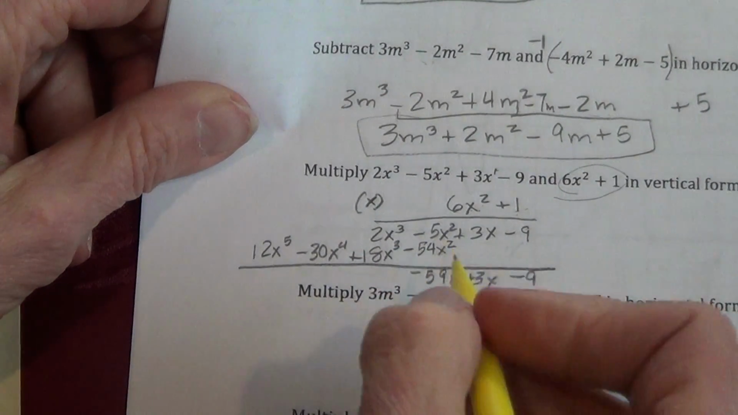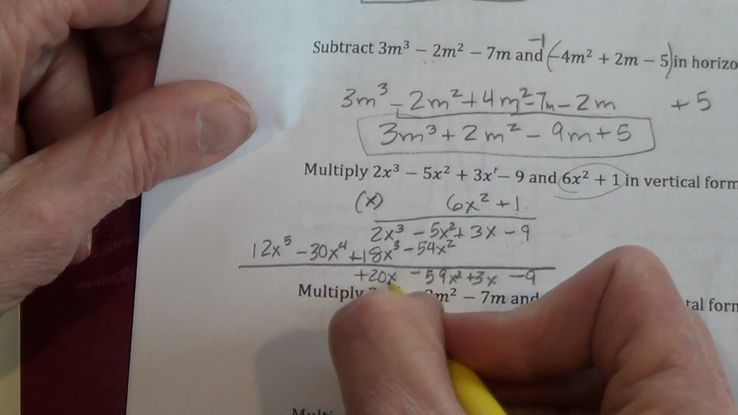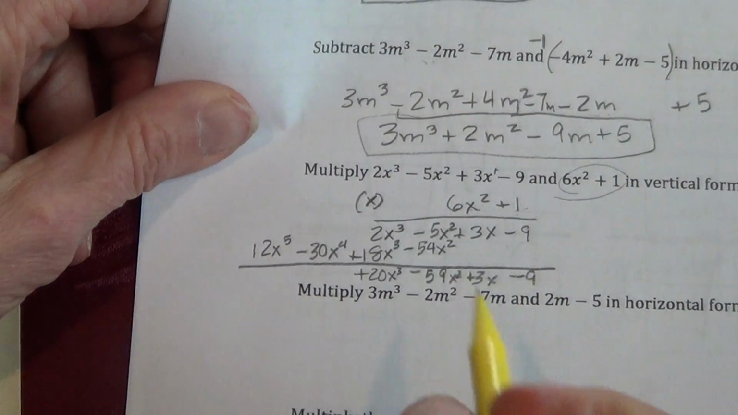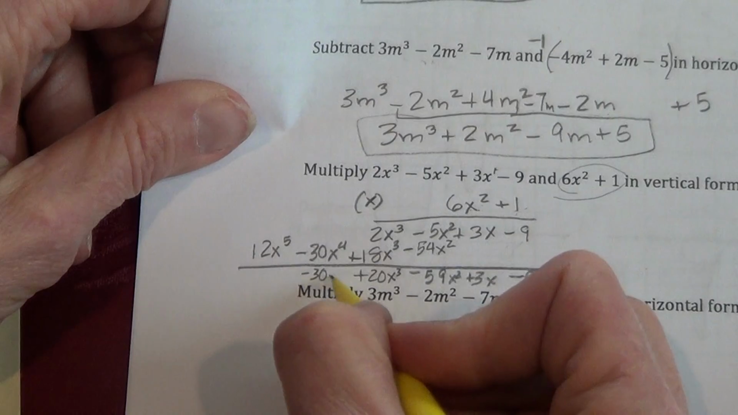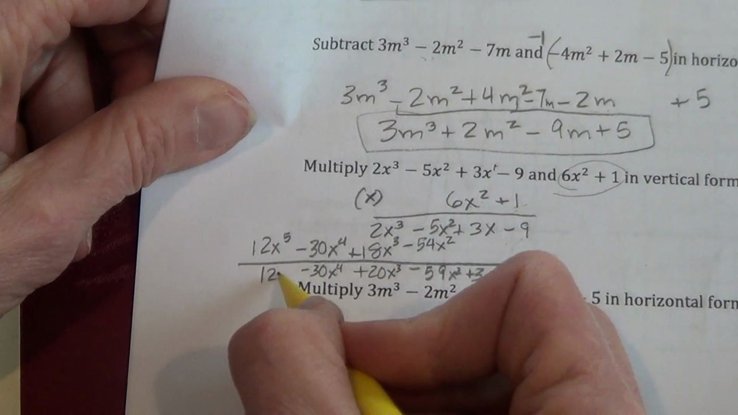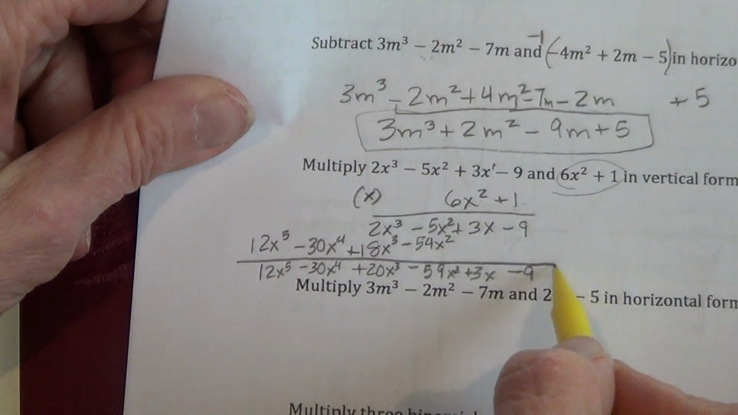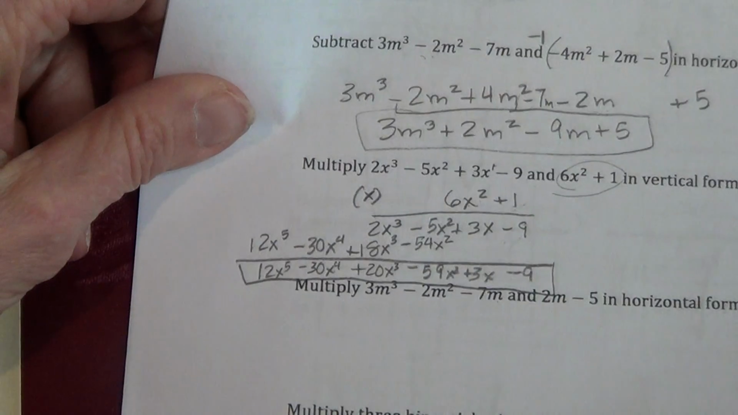2x cubed and a positive 18x cubed would be a positive 20x cubed. Negative 30x to the 4th. And positive 12x to the 5th. There's my answer.